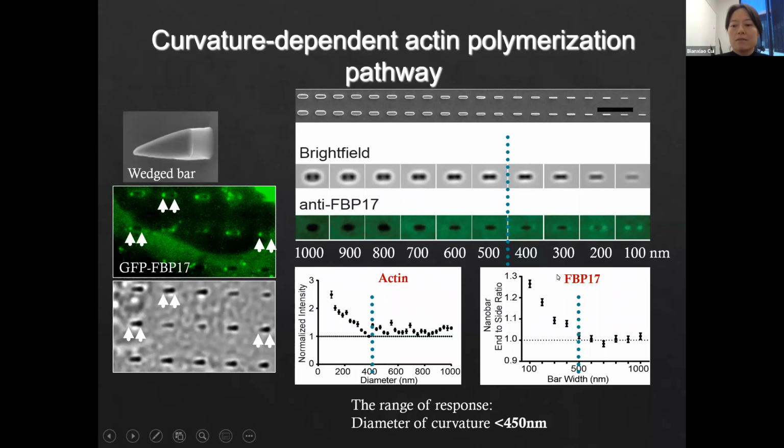And when we plot out the FBP17 and the actin, they show approximately similar cutoff, and again, also similar to endocytosis, around 400 to 500 nanometers. And beyond that, there is no preferential accumulation. Only when the nanopillars are smaller do they show preferential accumulation.